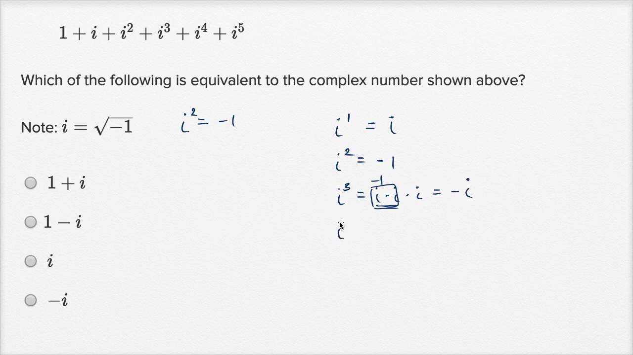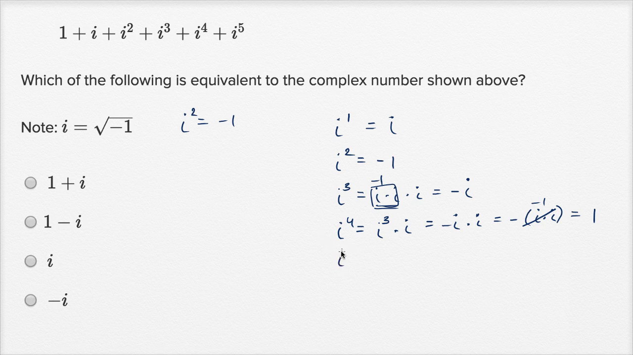Now, what's i to the fourth power? Well, it's going to be i to the third power times i. Well, i to the third power is negative i, and then you multiply that times i. That's going to be the same thing as the negative. We could view this as a negative 1 times i times i. Well, what's i times i? That's negative 1. So it's going to be the negative 1. That's going to be positive 1.